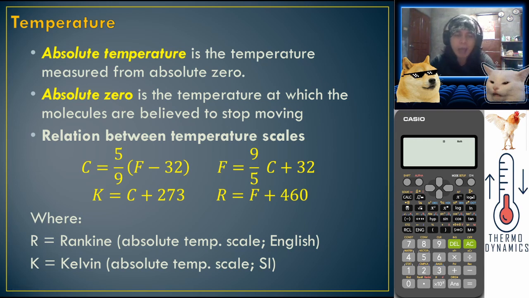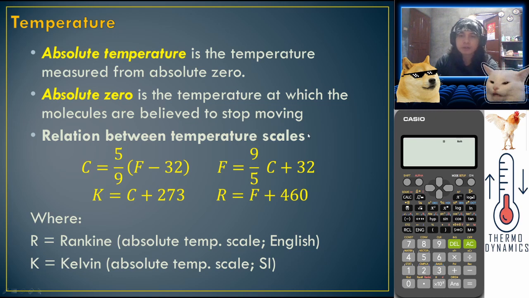So, we have the absolute temperature. The temperature measured from absolute zero. Pag sinabi natin absolute zero, that is zero Kelvin. So, ano po bang ibig sabihin ng absolute zero? Is the temperature at which the molecules are believed to stop moving. So, kapag na-reach na yung absolute zero or the zero Kelvin, naniniwala tayo na hindi na po gumagalaw ang mga molecules. Yan.